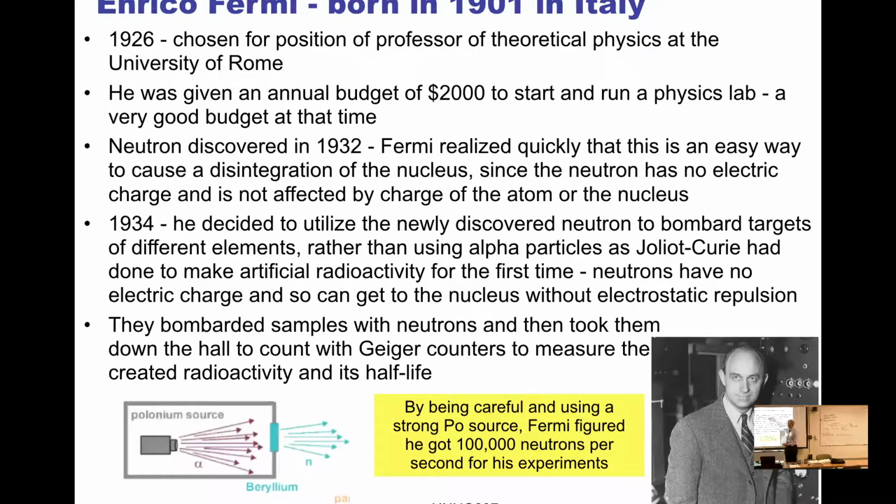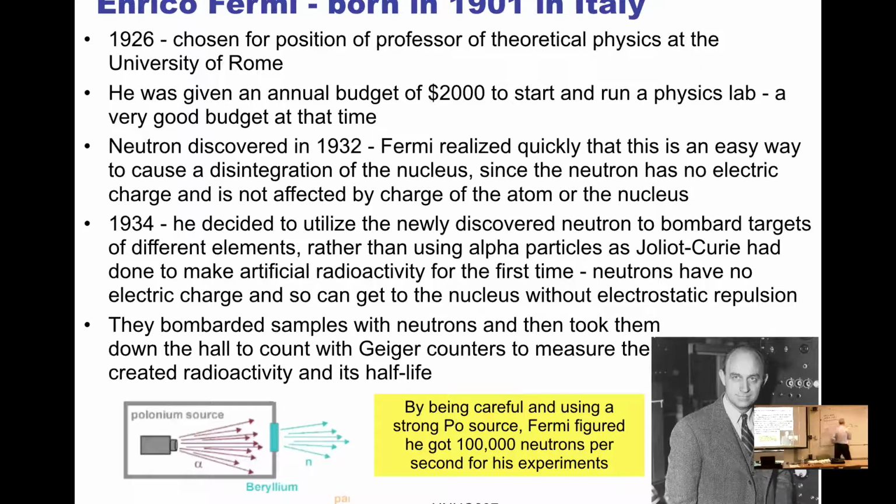Now, in 1932, the neutron was discovered. Fermi didn't quite know when he started building this physics effort in Rome in 1926 what would be the focus of his research, of his discoveries. But then Chadwick discovered the neutron in 1932, and then he realized, gee whiz, the neutron could be a better way than an alpha particle to induce artificial radioactivity.